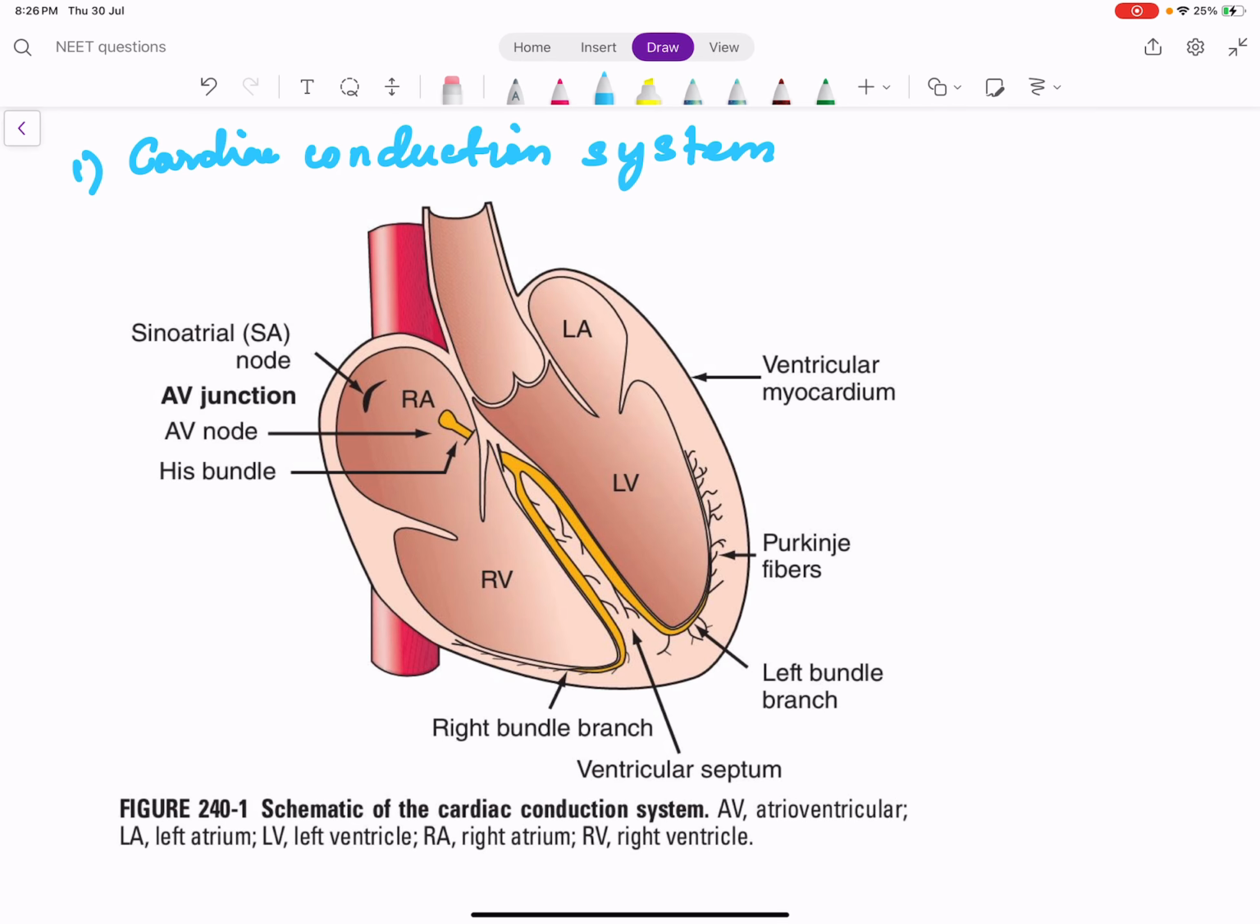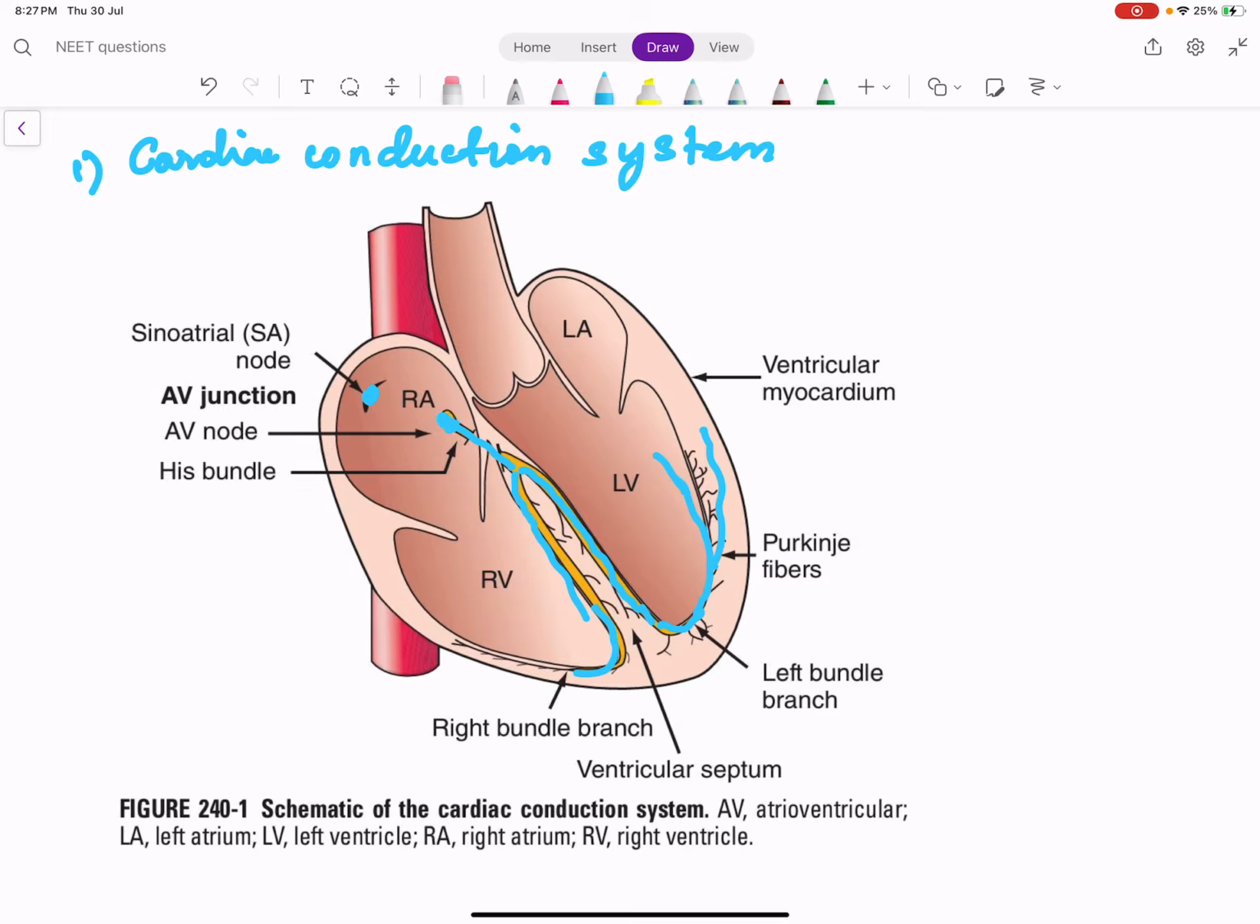First, a few basics. One is the cardiac conduction system. We know very well the cardiac conduction system starts from the SA node in the right atrium, and the fibers from the SA node go to the AV node, and from the AV node originates the His bundle. The His bundle divides into two branches, the right bundle branch and the left bundle branch, and the left bundle branch divides further into the left anterior fascicle and the left posterior fascicle. This is grossly the conducting system.